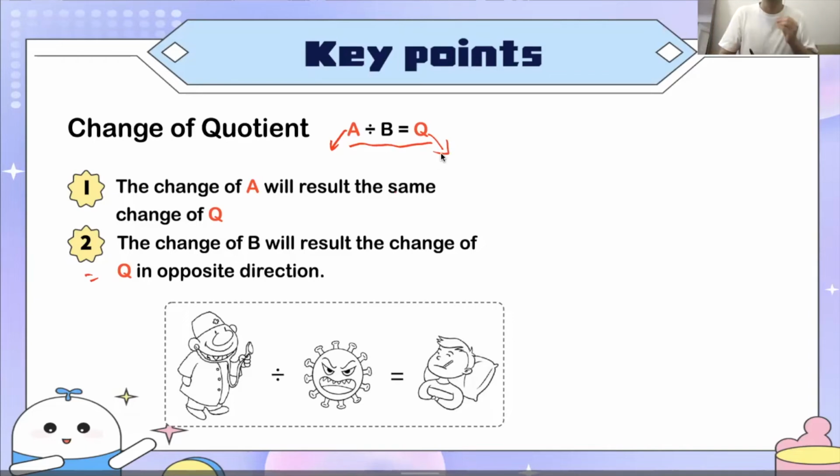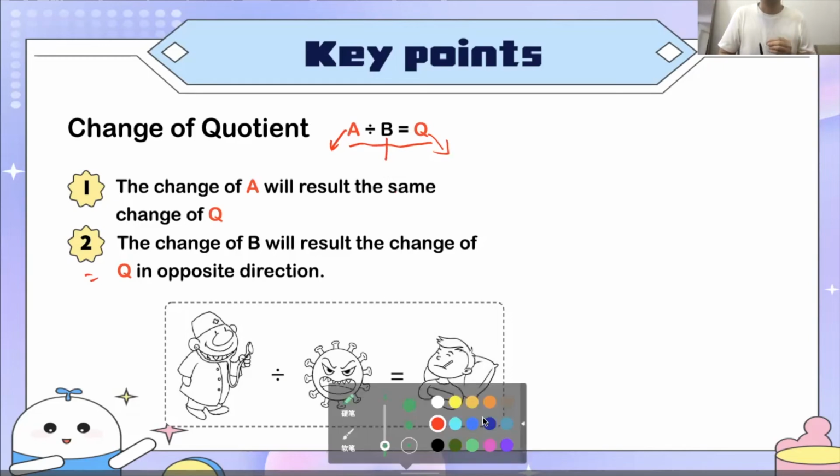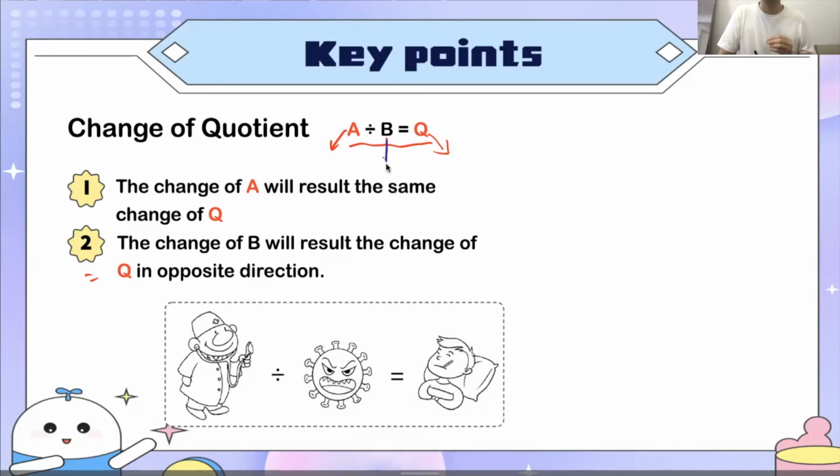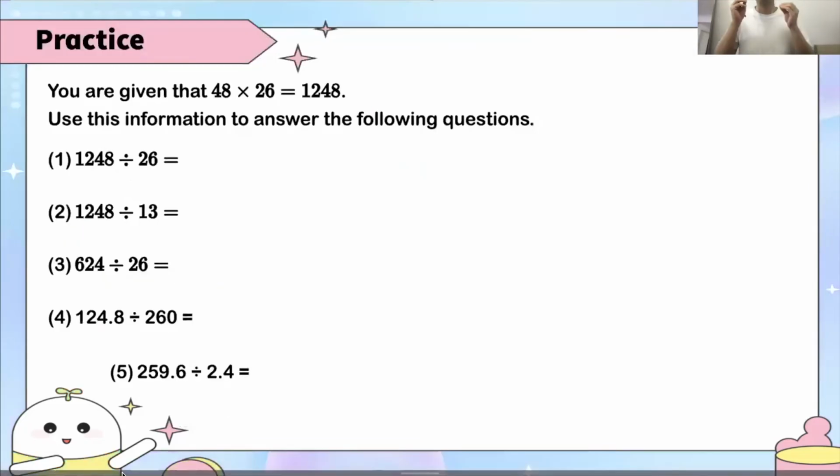Do you remember when we do some change on the divisor? We will do the inverse operation on the result. So that means we need to do the change in the opposite direction. That is very important. If you remember this, when you meet this type of question, that is quite easy for you.